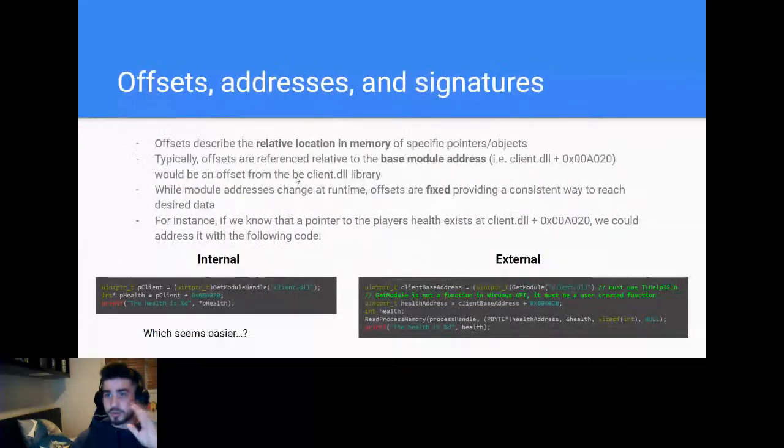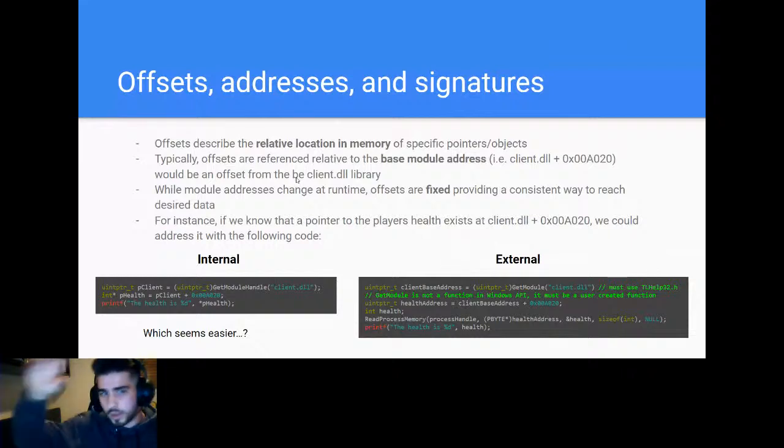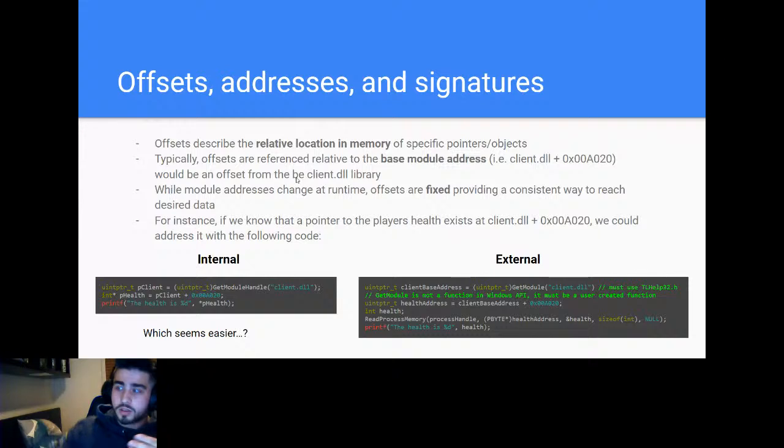Offsets, addresses, and signatures are a very important concept when it comes to game hacking. They describe the relative location in memory of specific pointers and objects. When we create a program, it's going to assign certain addresses for our modules. The executable file or DLLs are going to be given an address space and some specific memory address. Certain objects that are part of this program in the stack are going to get the exact same offset from the start of the module every time. That's why it's called an offset.